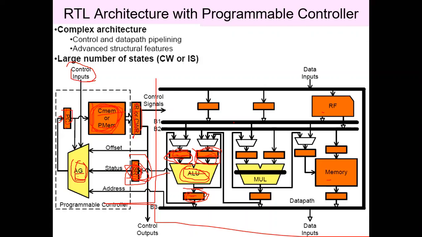Anyway, a programmable controller will have a program memory, and the address generator needs to find out the address of the next instruction to be executed, and that will be stored to the program counter. Based on the address in the program counter, the next instruction will be selected and executed. That is the basic working of a programmable controller. Is it clear? Controller can be of 2 types: FSM based controller and programmable controller. So that's a basic thing.